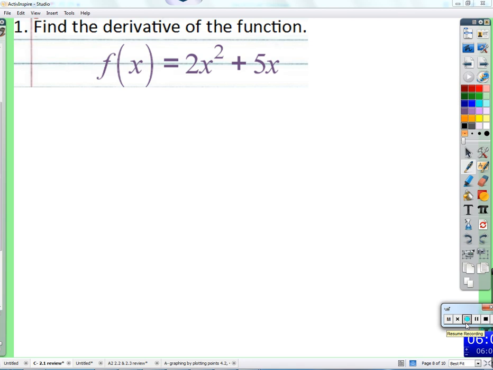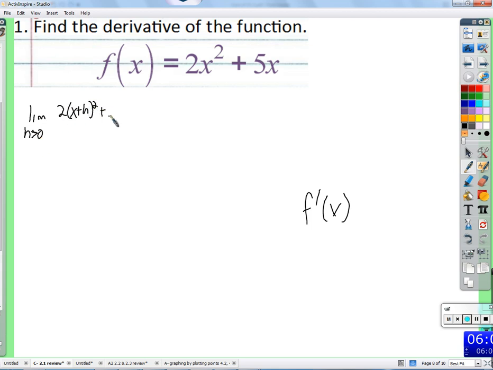Find the derivative of the function, right? We're going to find f prime of x. We're going to find it using the difference quotient and letting h go to 0. Limit as h goes to 0 of 2 times (x plus h) squared plus 5 times (x plus h) minus (2x squared plus 5x), all over h.